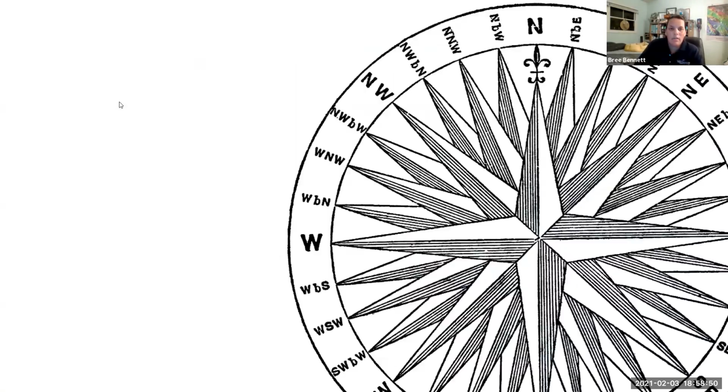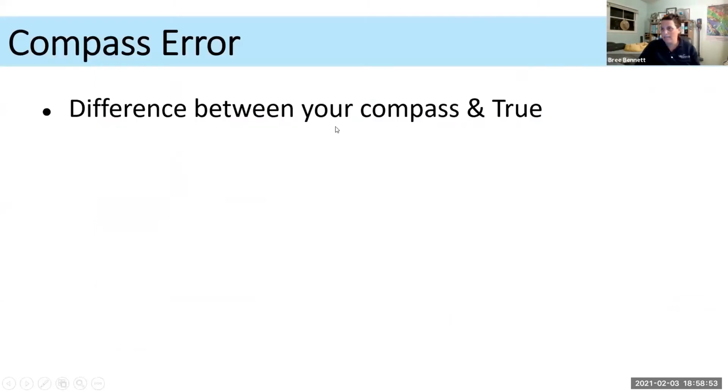Okay. So now we're going to talk about compass error. And this is where the math comes in for us. Compass error is going to be the difference between whatever compass you are using on board and true. So true is that base point. Again, everything we put on the chart and everything we take off the chart is going to be in true. So if we're using a gyro compass, we're going to get gyro compass error. If we're using a satellite compass, we're going to use satellite compass error. If we're using magnetic compass, we're using magnetic compass error.